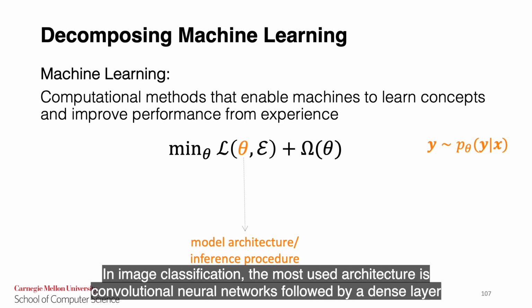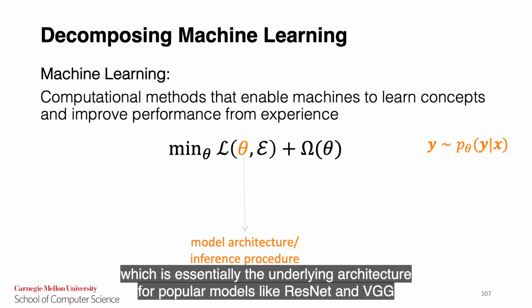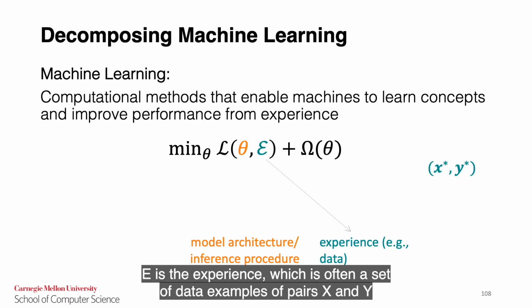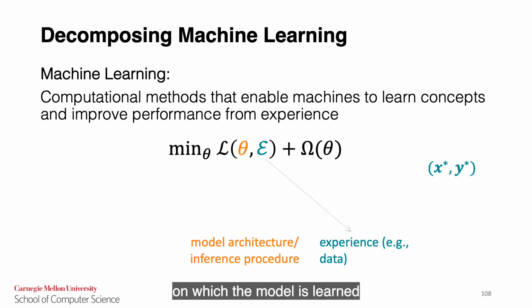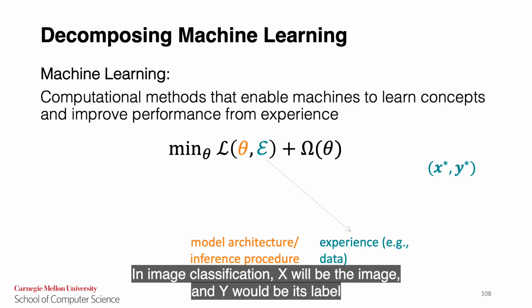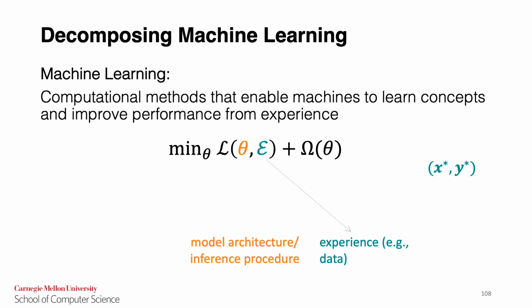In image classification, the most used architecture is convolutional neural networks, followed by a dense layer, which is essentially the underlying architecture for popular models like ResNet and VGG. E is the experience, which is often a set of data examples of pairs x and y on which the model is learned. In image classification, x would be the image and y would be its label.